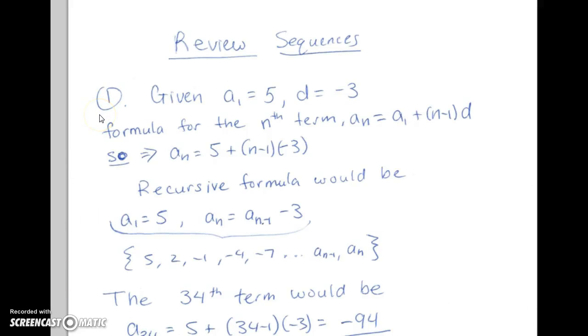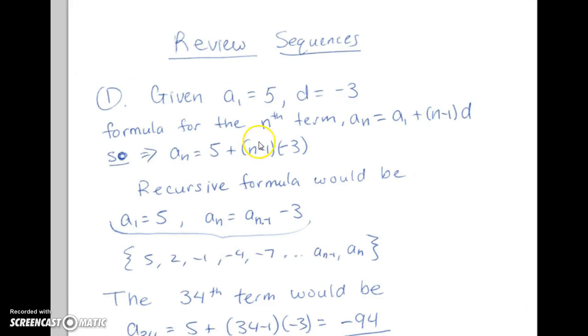Okay, everybody, we're going to review sequences. We're given a sub 1, the first term of a sequence, which is 5. You're given the common difference, which is negative 3. So here we have a sequence of 5, minus 3 is 2, minus 3 is negative 1, minus 3, and so on, all the way to a sub n minus 1, which comes right before a sub n. So if n is 20, 20 minus 1 is 19, okay?